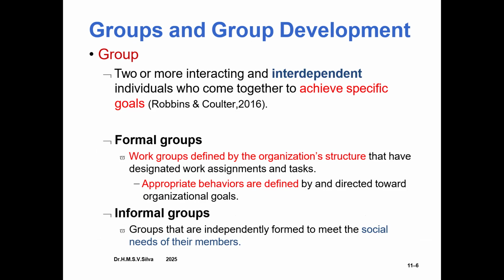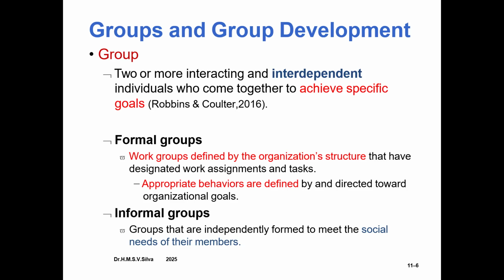But a work group is defined by the organization structure. This group can be cascaded into two parts, formal group and informal group. A formal group means work groups defined by the organization structure that have designated work assignments. When the organization structure defines a group, we call it a work group. Appropriate behaviors are defined by and directed toward organizational goals. We know an organization structure shows the relationship between job positions, so for each job position there is an appropriate behavior.